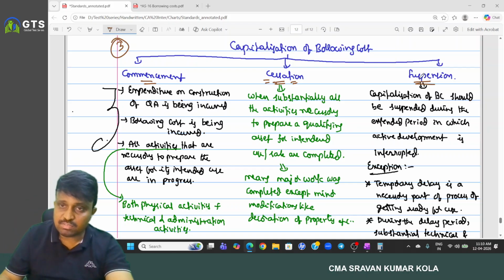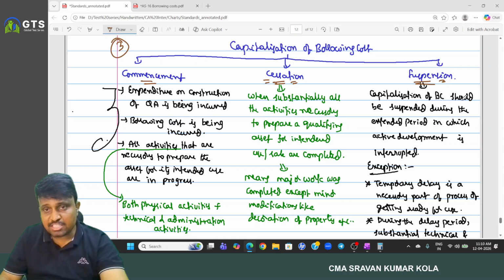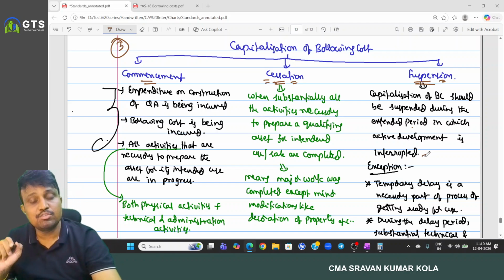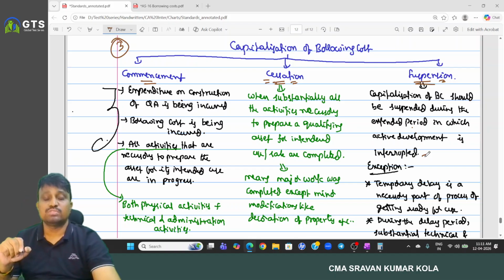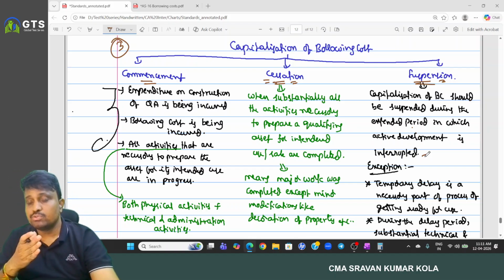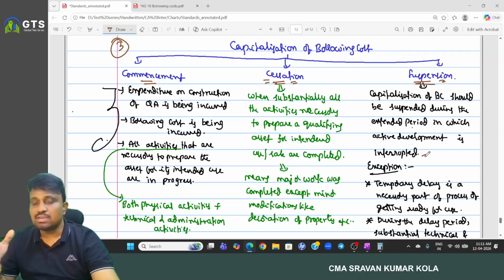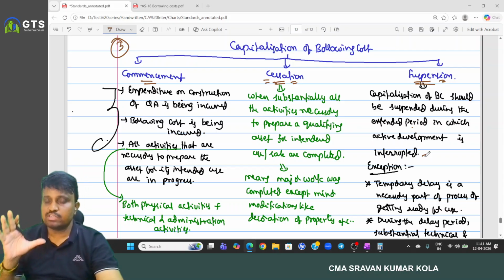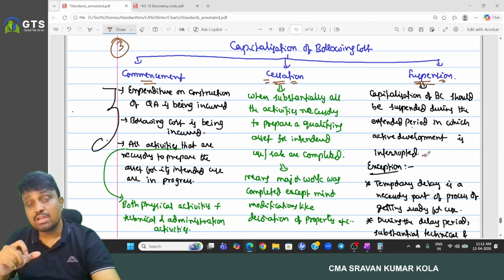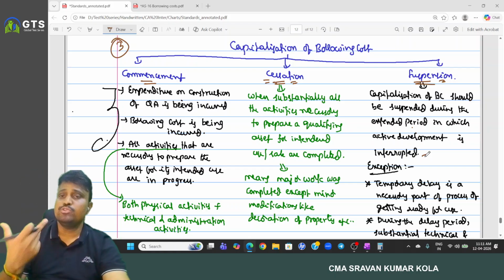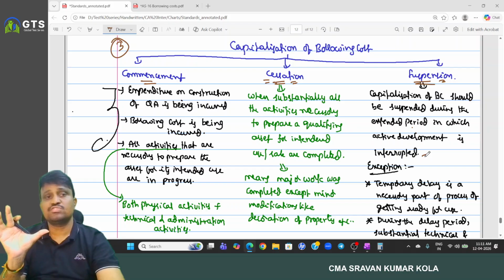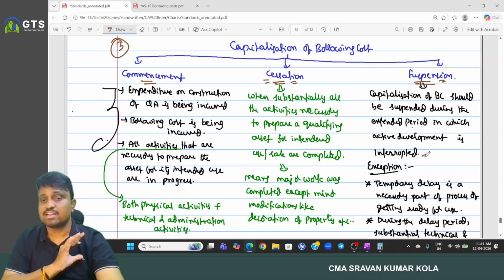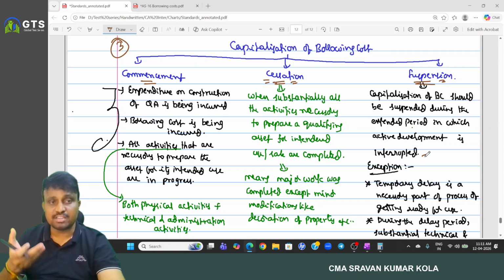Okay. And another one is suspension. Capitalization of the borrowing cost should be suspended during the extended period in which active development is interrupted. It means what? For example, during the construction of the building or any asset, some strike happens for 3 months or 4 months. Then during the strike period also you need to pay the interest. But during the strike period, whatever interest you paid cannot be capitalized because our work has been interrupted.